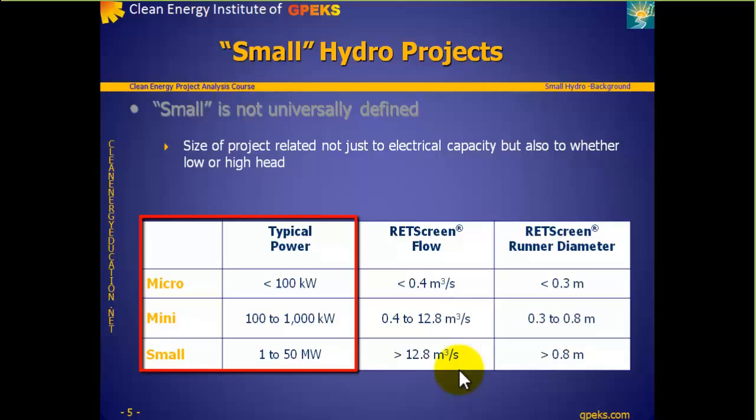In general, microhydro designates projects with power output of less than 100 kilowatts. Mini hydro is used for projects of 100 kilowatts to 1 megawatt, and small hydro describes projects of 1 to 50 megawatts.